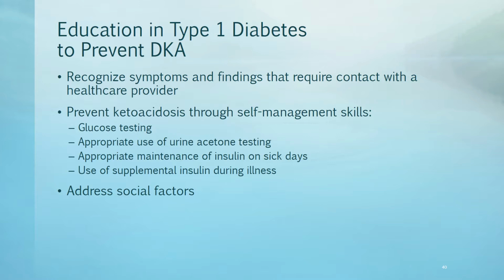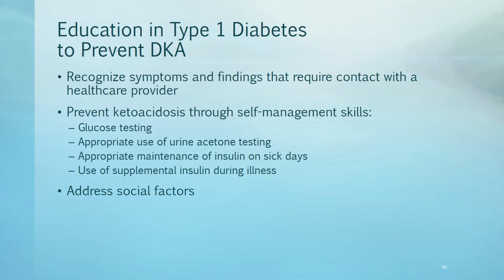So we want to recognize symptoms and find that required contact with their healthcare provider. We want to make sure that they understand when their kid may possibly be going into any kind of DKA symptoms, and we want to make sure that they understand they need to contact their healthcare provider immediately to hopefully prevent them from going into the ketonic state, meaning that they'll go into metabolic acidosis.